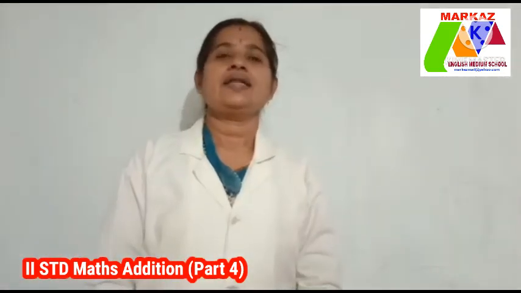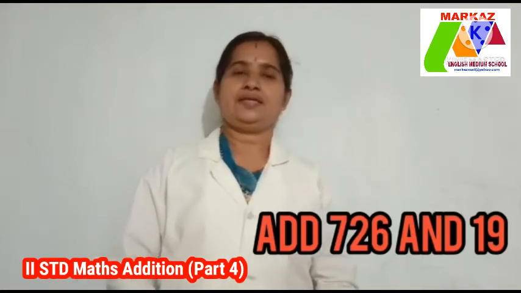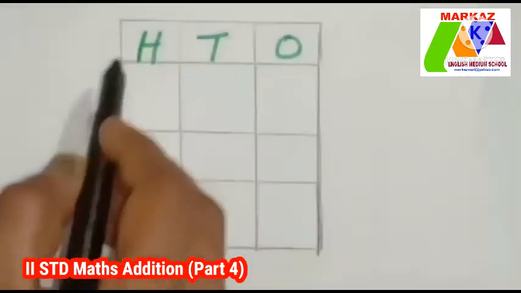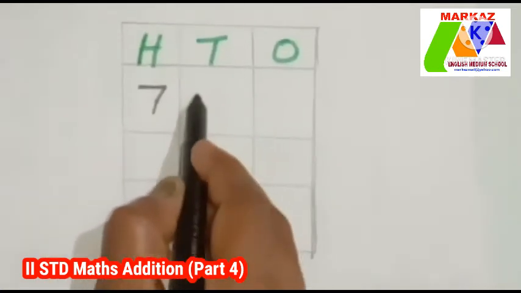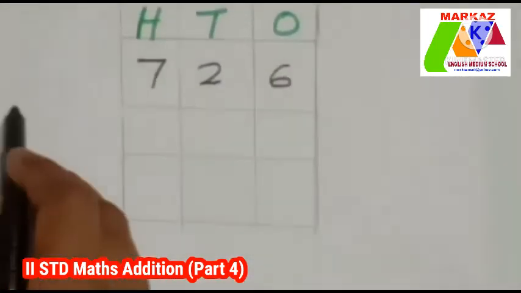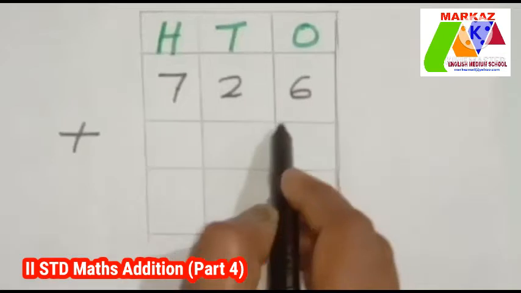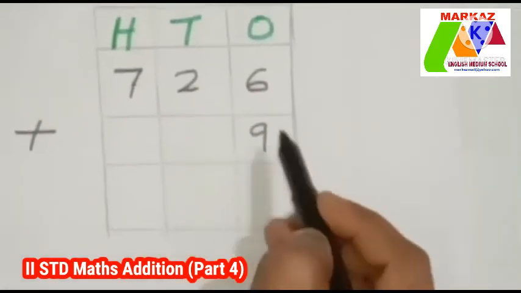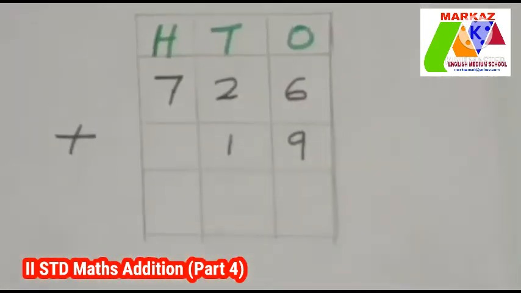Let's take another example. Add 726 and 19. Write the numbers in proper column. 700, 2 tens and 6 ones. Plus 19. Write ones below the ones and tens below the tens.